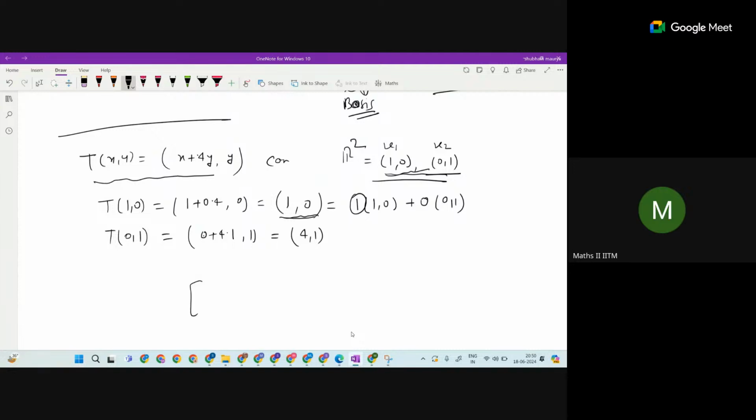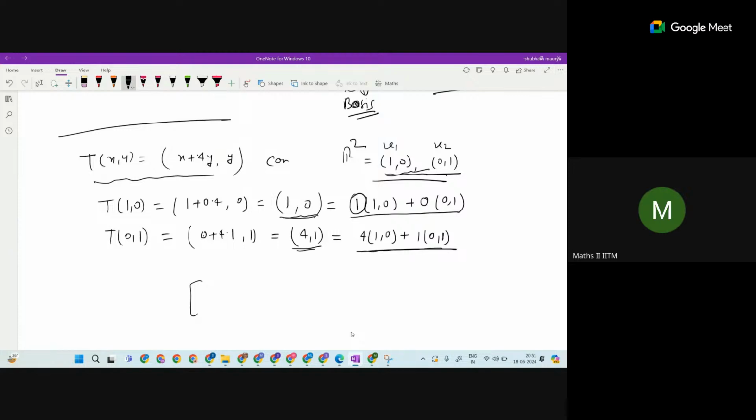Here, if I want to write this (4, 1), so if we try to explain this on the canonical basis, this is going to be 4 times (1, 0). And I will tell you why I am saying this. This is the expression with respect to the canonical basis.